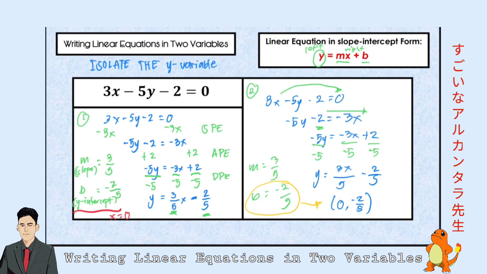The ordered pair is again written as (x, y), and since we get the y-intercept when x is 0, automatically x is equal to 0. So you write 0, and then the y-intercept, once we write it in slope-intercept form, we got negative 2 over 5.